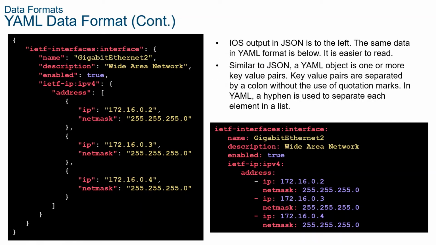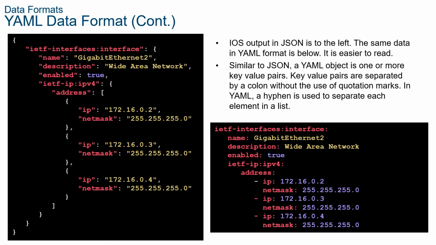Okay? So for example, look at this JSON output for a gigabit Ethernet 2 interface. So this one is a JSON for gigabit Ethernet 2. Now, the same output in YAML format is easier to read, similar to JSON. A YAML object is one or more key value pairs. Each key value pair is separated by a colon without the use of quotation marks.